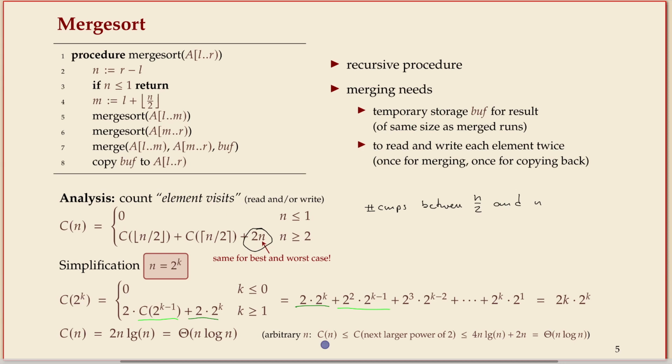Strictly speaking, that's only true for powers of 2, right? So if you want a strict upper bound formally proven, you could say this function is monotone. It costs more to sort a longer list. So you can bound C of n by making n artificially larger, going to the next power of 2. And so you get an upper bound, which is a factor of 2 away, but it's still n log n.